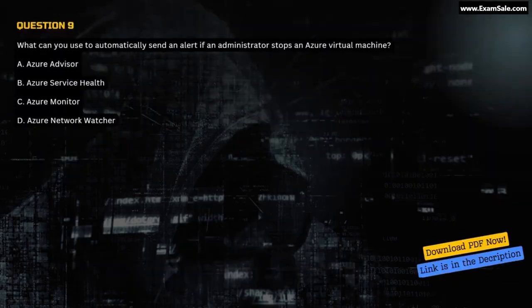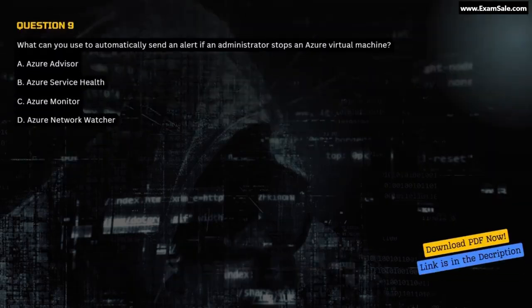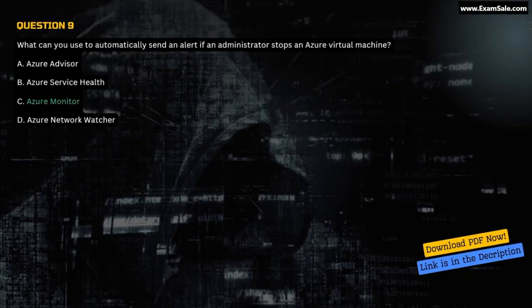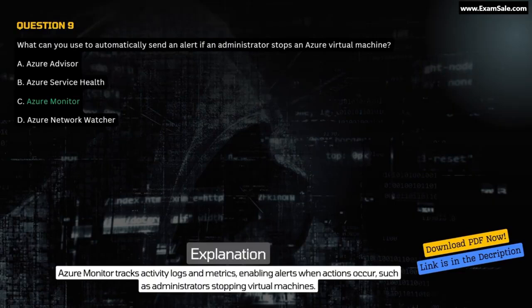Question 9. What can you use to automatically send an alert if an administrator stops an Azure virtual machine? A. Azure Advisor. B. Azure Service Health. C. Azure Monitor. D. Azure Network Watcher. Correct answer, C. Azure Monitor. Explanation. Azure Monitor tracks activity logs and metrics, enabling alerts when actions occur, such as administrators stopping virtual machines.